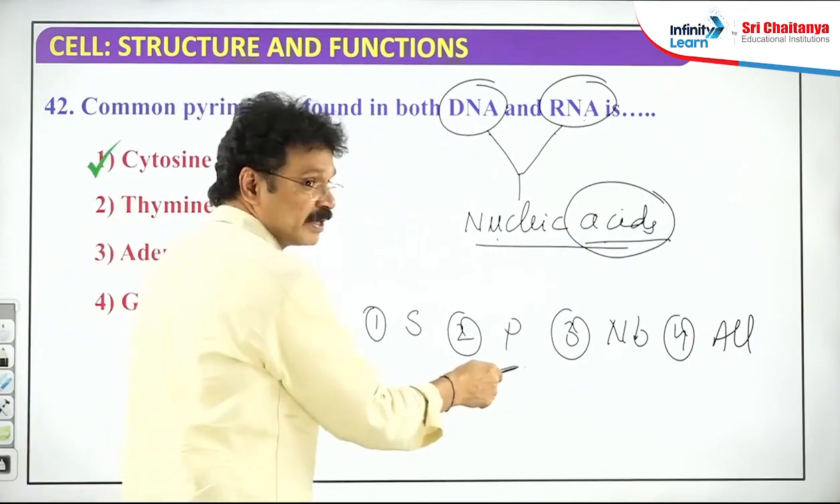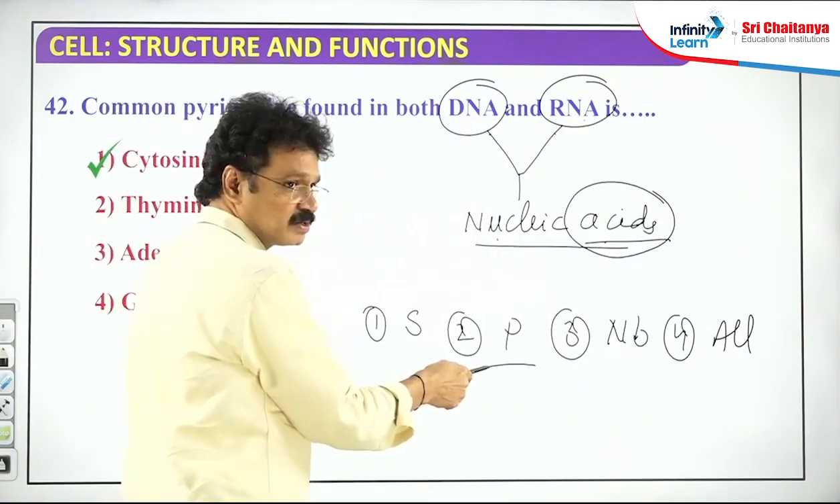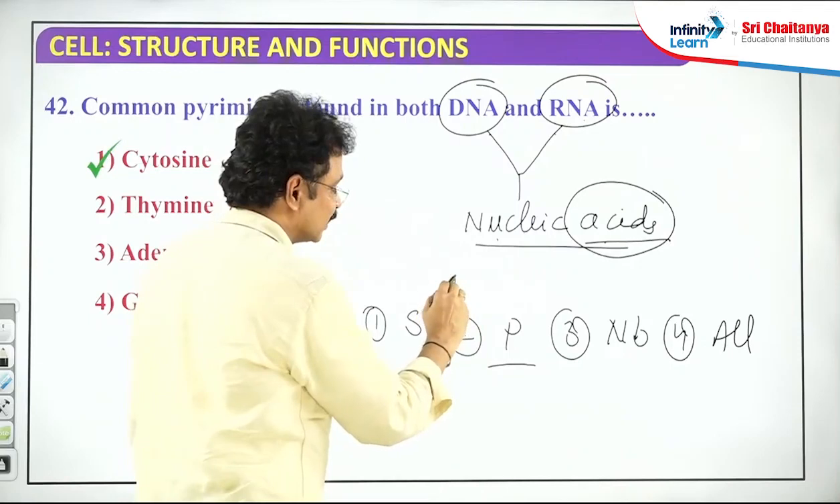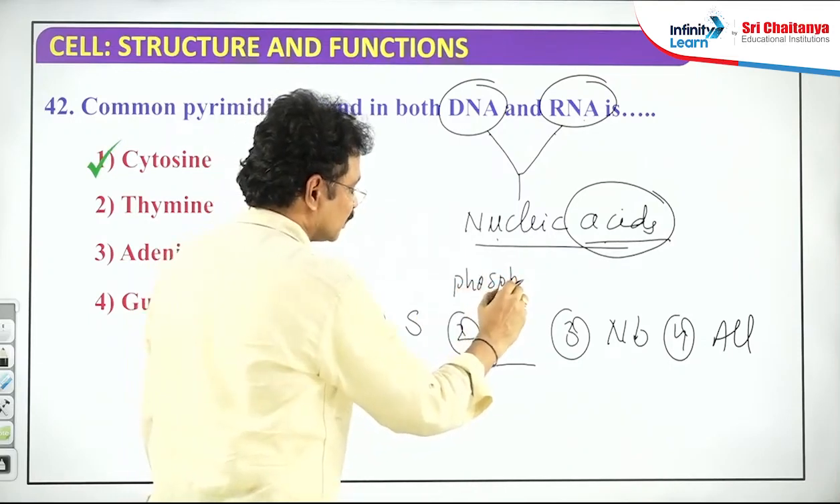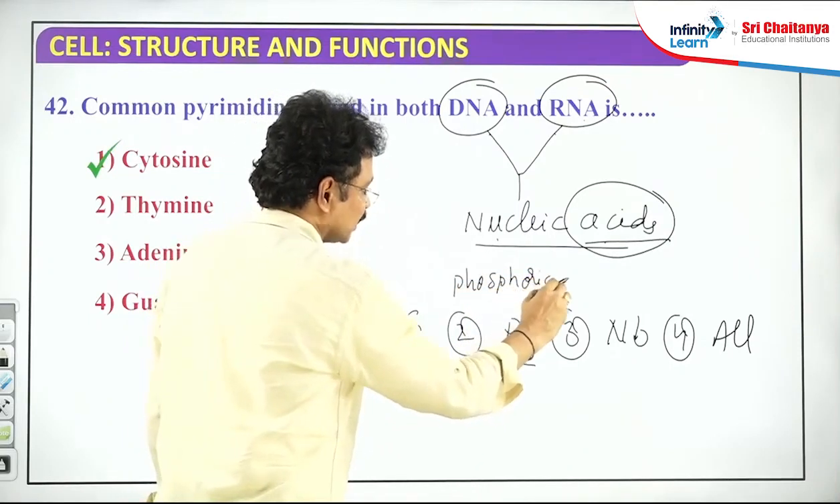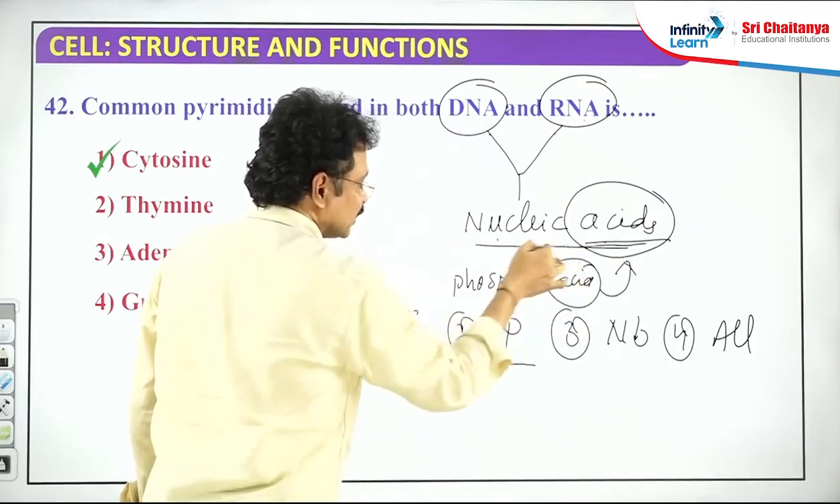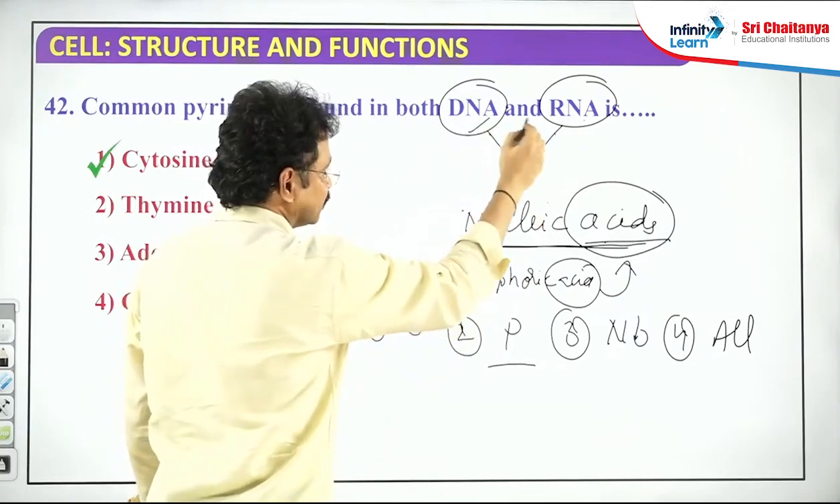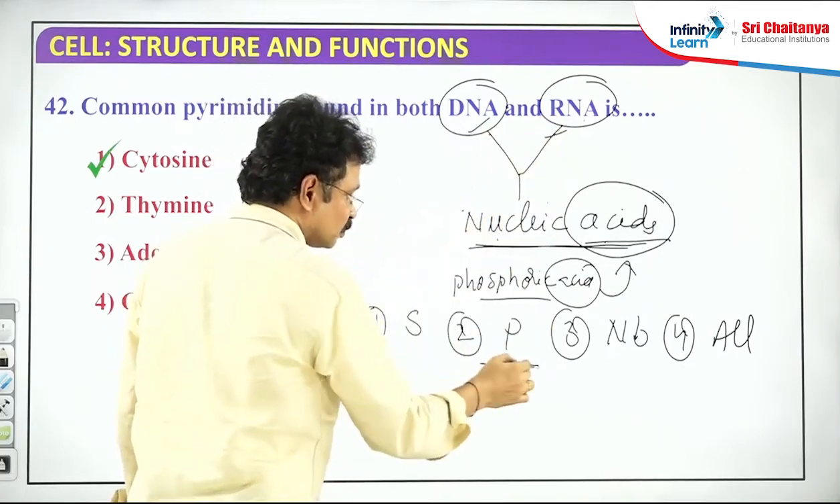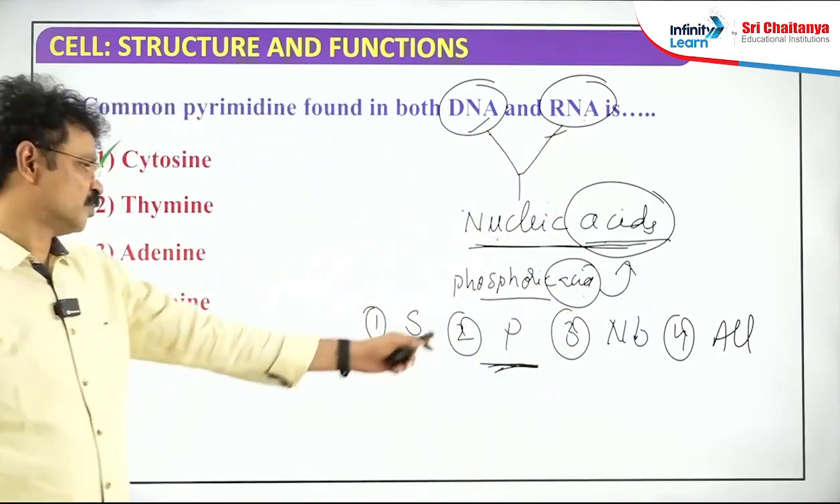What is the full form of P? The actual name of P is phosphoric acid. The phosphate molecule is found in the form of phosphoric acid. Acid is there. So the acidic nature of nucleic acids, in both DNA and RNA, is contributed from the P group only, phosphoric acid. There is also one more logic here.